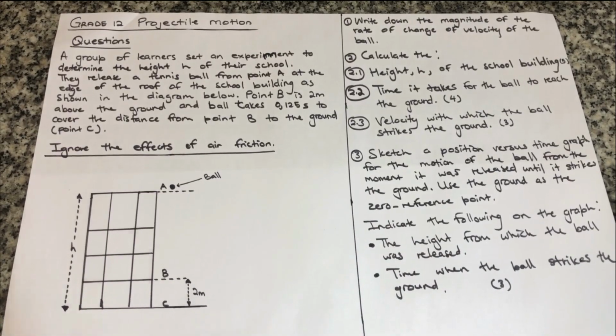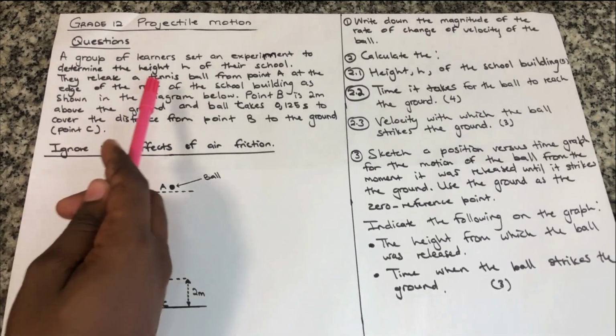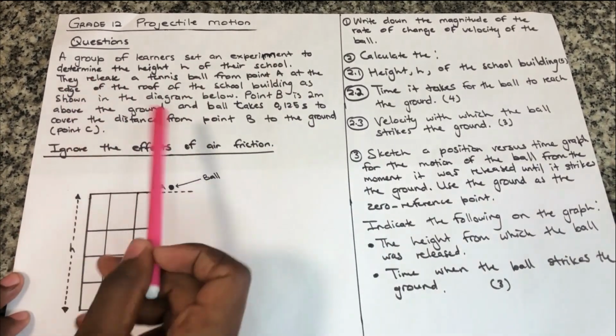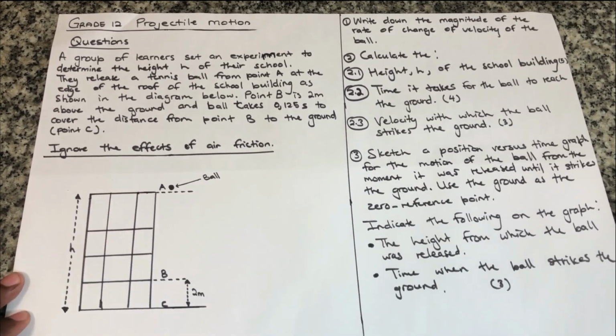Today I want us to focus on projectile motion. We have this statement here. A group of learners set up an experiment to determine the height of their school building. They released a tennis ball from point A at the edge of the roof of the school building, as shown in the diagram below. Point B is 2 meters above the ground and the ball takes 0.125 seconds to cover the distance from B to C, which is B to the ground. So C is a reference to the ground. Ignore the effects of air friction.